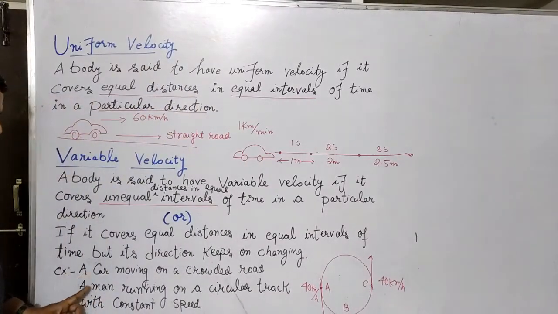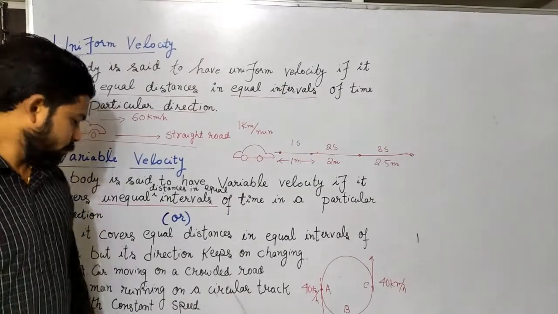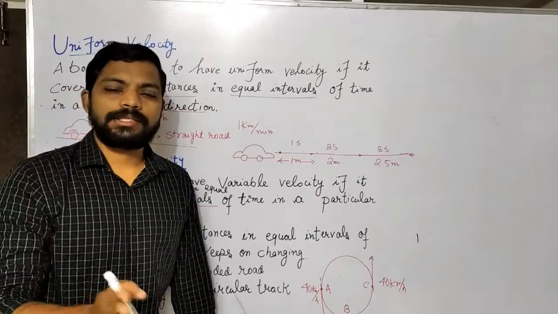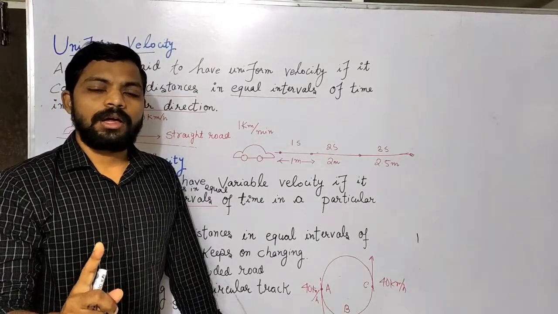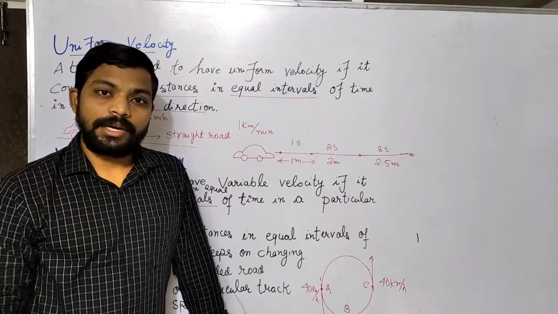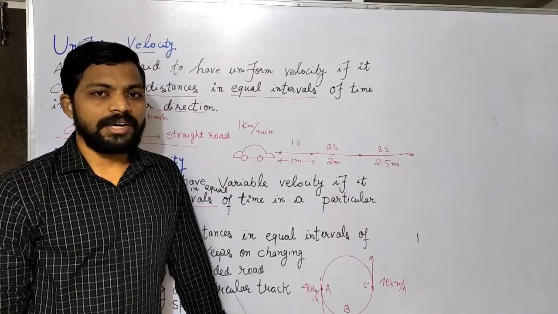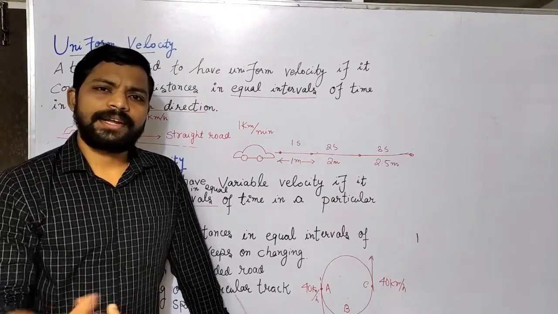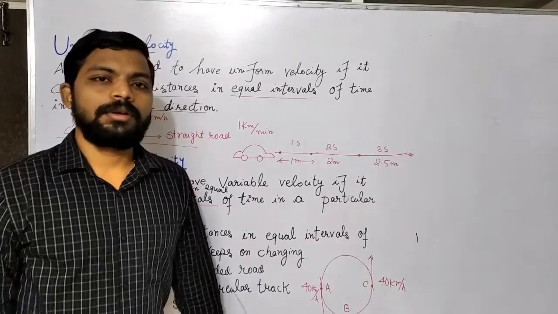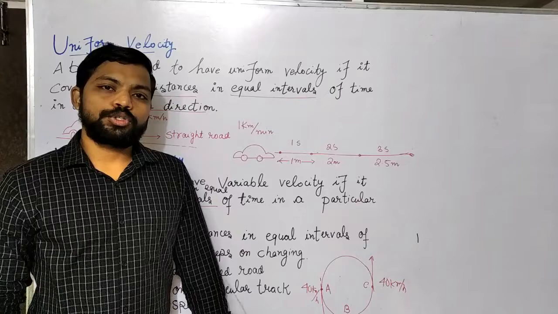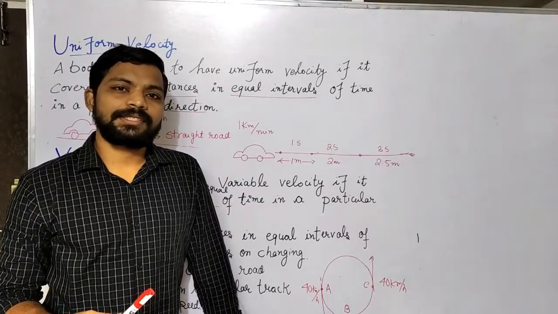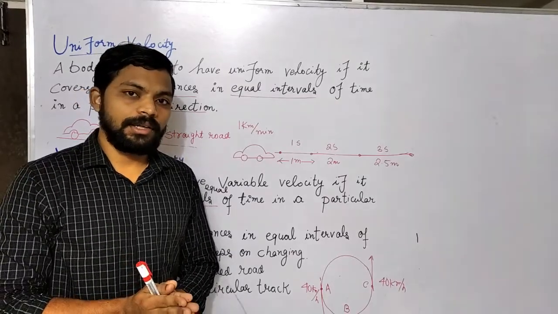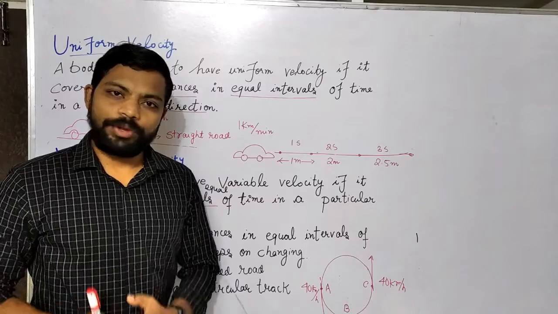Some other examples are a car moving on a crowded road, and a man running on a circular track with constant speed. You can even take the example of our own Earth. Earth is revolving around the sun. It is moving with constant speed, but its direction is changing every time because the orbit is circular or nearly elliptical. So that is the reason we call the motion of Earth or Moon variable velocity. Hope you have identified clearly what is constant velocity and variable velocity.